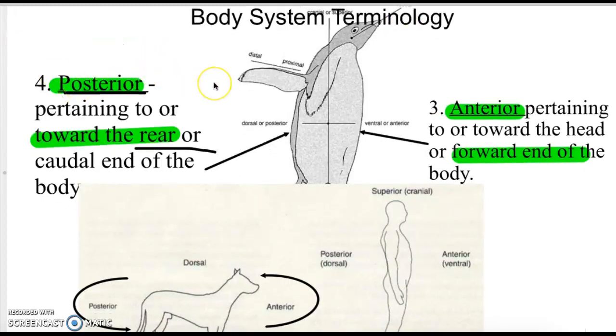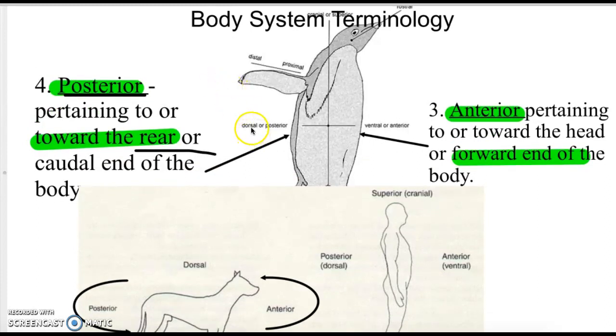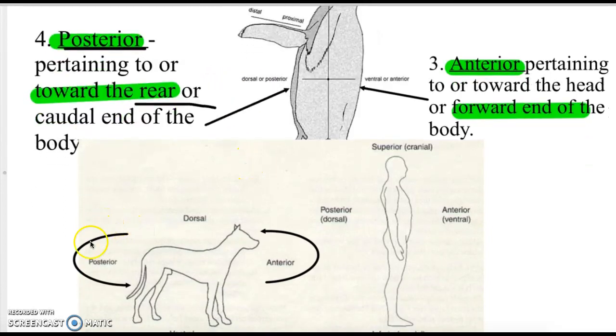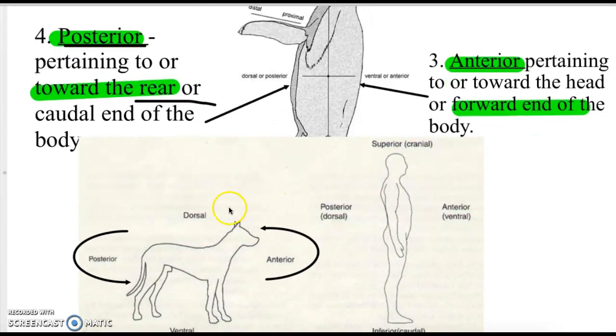All right, posterior. Posterior is referring to the rear end or caudal end of the organism. And so if you look at posterior in a pig, posterior is going to be this whole back side of the organism. If a human or penguin is standing up, posterior would be the entire back side. Anterior is towards the front or head. And so for a pig or a dog, anterior is the whole head front. But if you see a person standing up, the whole anterior is the front side of the body.